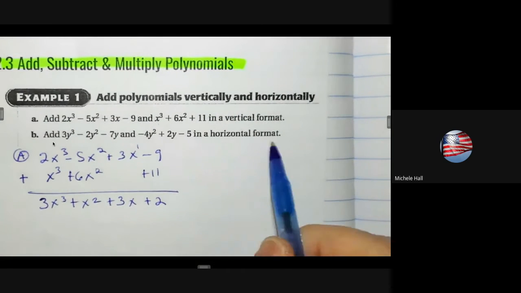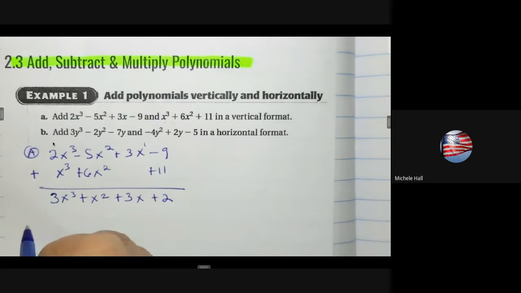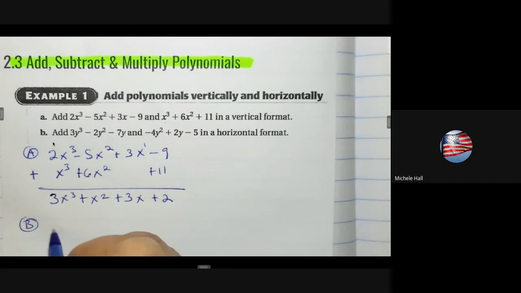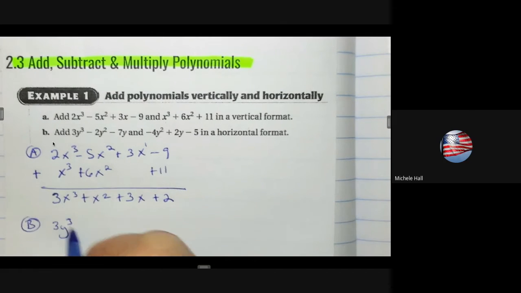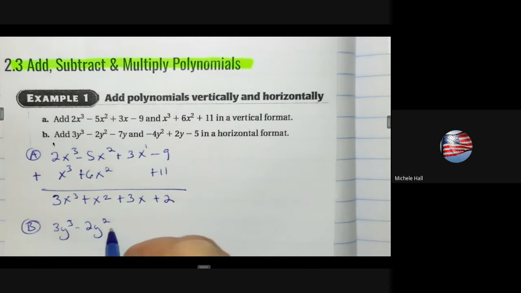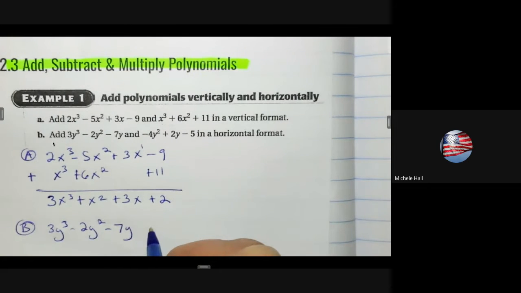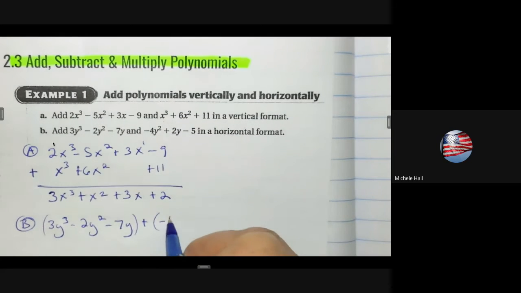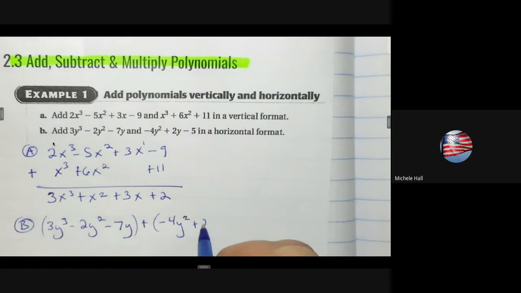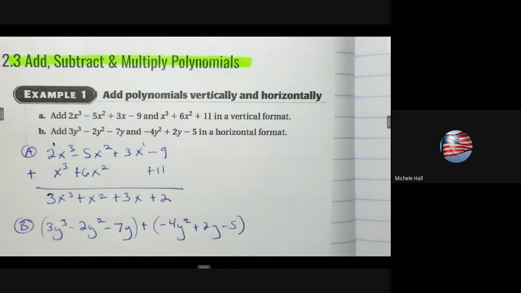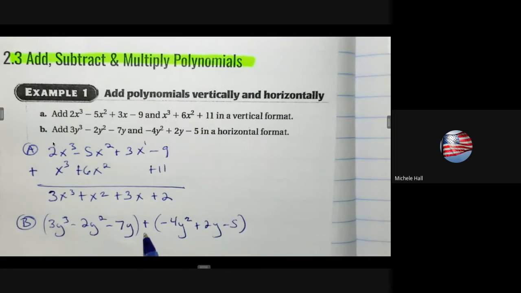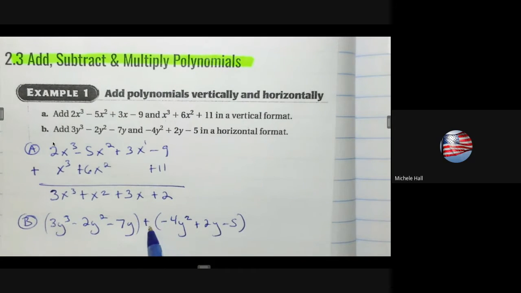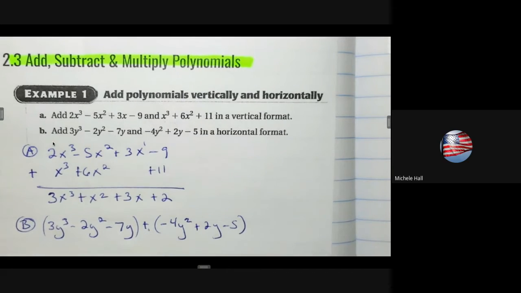Let's look at what it looks like when you're doing it in the horizontal format. We have 3y cubed minus 2y squared minus 7y. And we are adding negative 4y squared plus 2y minus 5. Here we have a positive in front of the parentheses, so nothing is going to change on the inside.